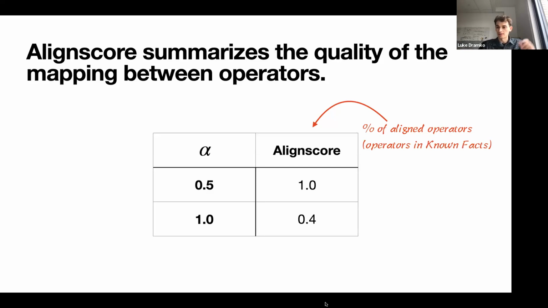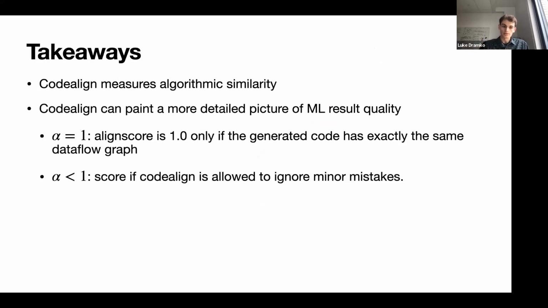In this case, the mistake is that subtle little thing: it's missing the equal C. So one of the takeaways here is that by varying alpha, you can get a more detailed picture of this number than you can with a single number.